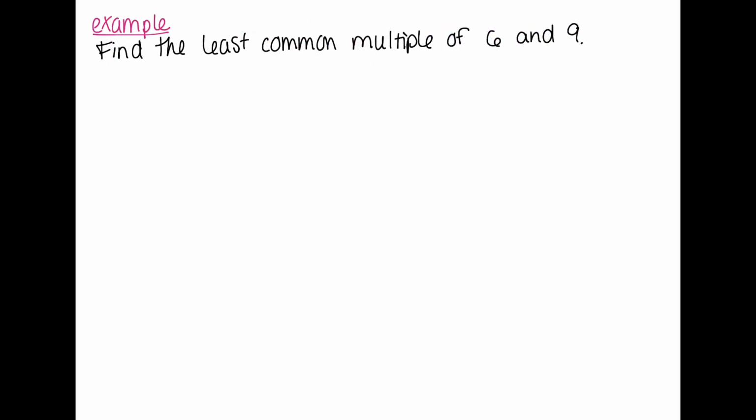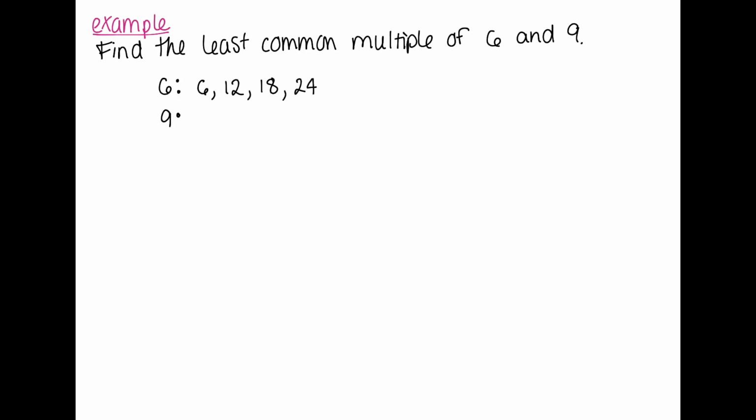So let's find the least common multiple of 6 and 9. The way that you're going to do this, you're just going to list the multiples of 6, list the multiples of 9, and then find the first number that appears on both lists. So if I'm looking at the multiples of 6, we have 6, 12, 18, 24. We're going to stop there.